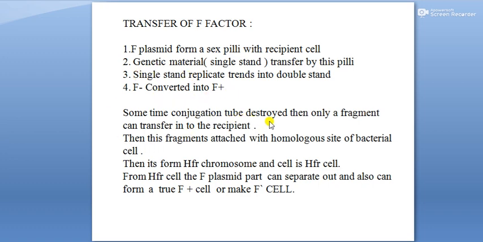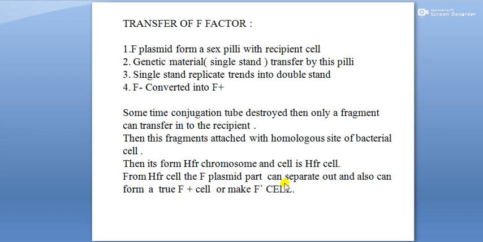Sometimes the conjugation tube is destroyed, and then only a fragment can be transferred into the recipient. In some special cases, like radiation or the presence of a chemical substance or other physical conditions, the sex pili can be destroyed before transferring the genetic material. Then what happens? This fragment attaches to the homologous site of the bacterial cell. The single-stranded fragment of the DNA strand attaches to the homologous site of the bacterial cell, that means the chromosome.